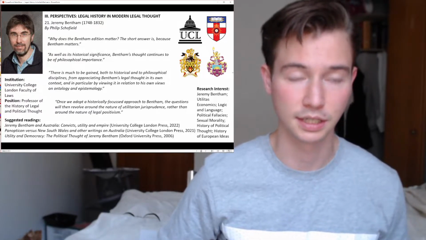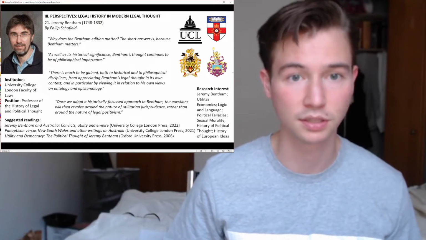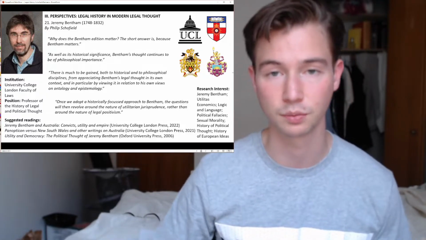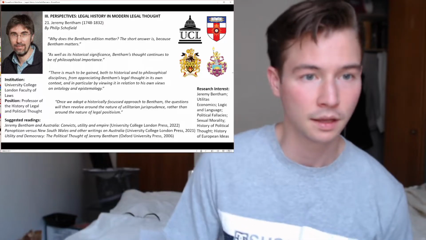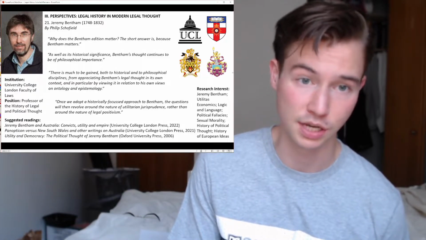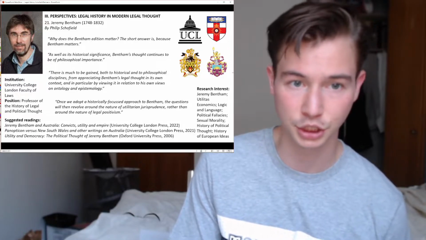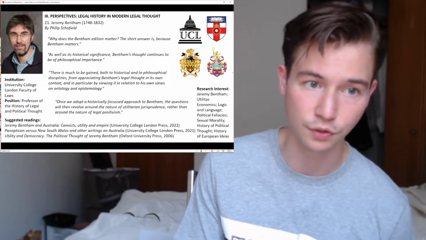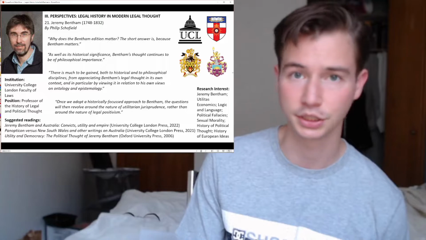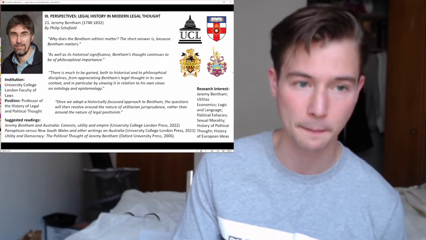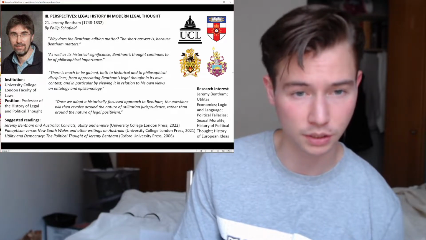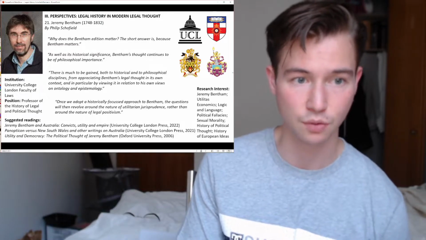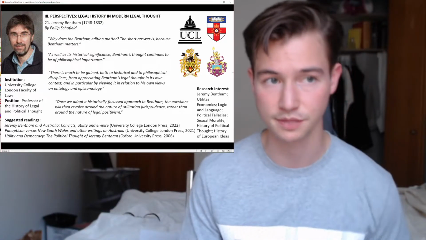Next quote: as well as historical significance, Bentham's thought continues to be of philosophical importance. So it's both historical importance but also philosophical importance, because there's still much to be learned. Next quote: there is much to be gained both to historical and to philosophical disciplines from appreciating Bentham's legal thought in its own context, and in particular by viewing it in relation to his own views on ontology and epistemology, which he says are perhaps areas where he has been more constant. Last quote: once we adopt a historically focused approach to Bentham, the questions will then revolve around the nature of utilitarian jurisprudence rather than around the nature of legal positivism.